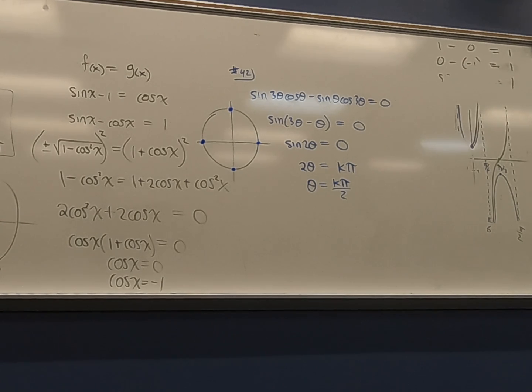46, we get, again, a mixture of things. Tan theta plus cotangent theta equals, well, let's move on, because I think we've done one very similar to that.